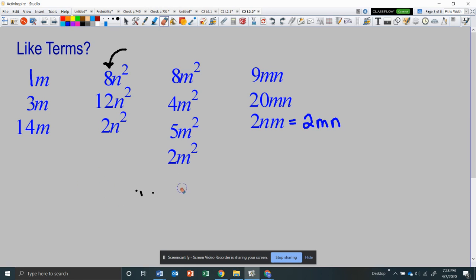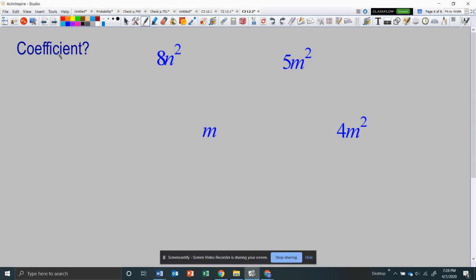So really all I have to do to add these together would be to add up the 8 and the 12 to be 20 plus another 2. So that would be 22 n squareds if we were to put all of those together, okay? And we could do that for each one of these. That just kind of gives you an idea of like terms and how we combine them.